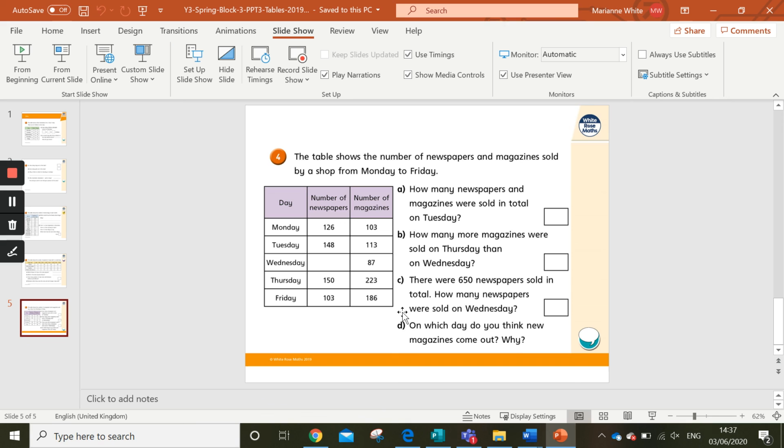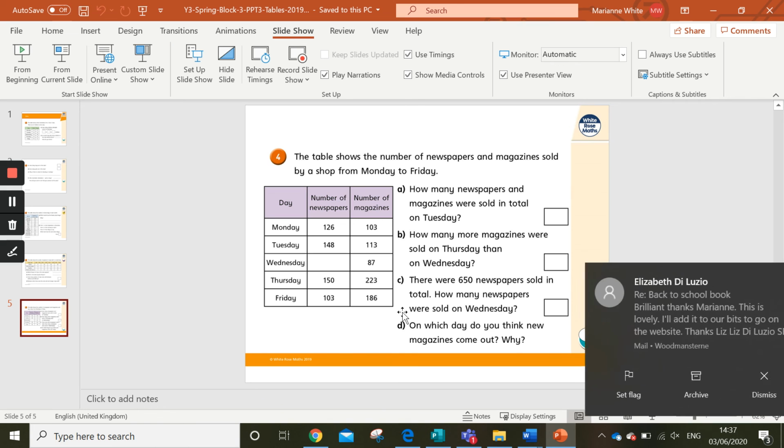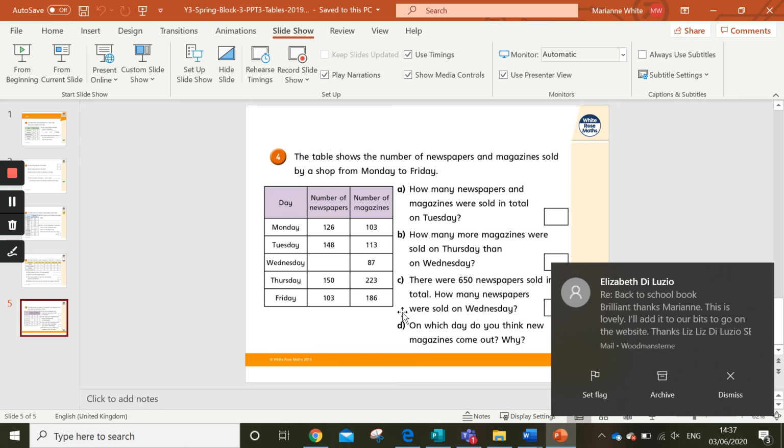On which day do you think new magazines came out?